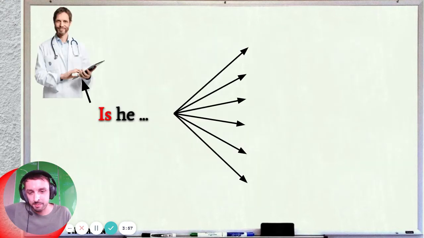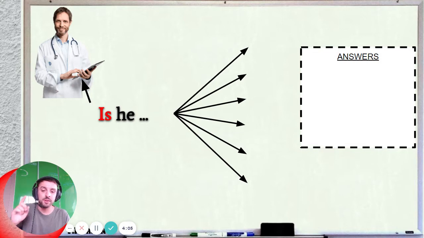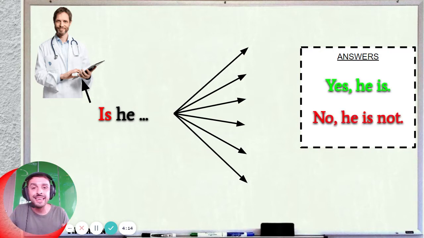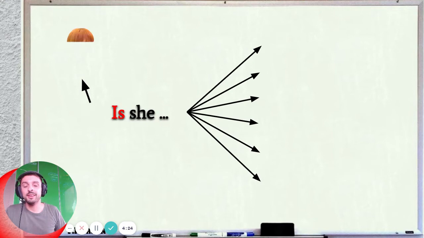Let's look at your questions. Okay, is he a doctor? Is he a cook? Is he a ...? What's the answer? There's 2 answers. We have yes and no. So we have yes, he is. And we have no, he is not. And remember, is not, you can push together to make isn't. Is, not, isn't.